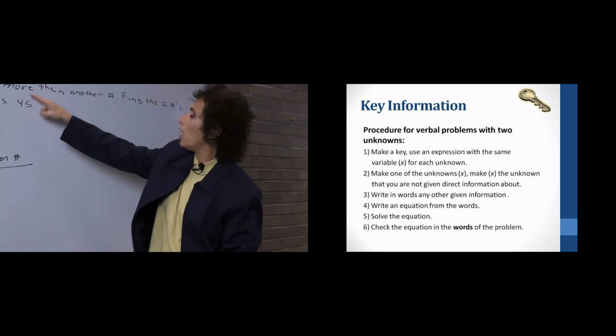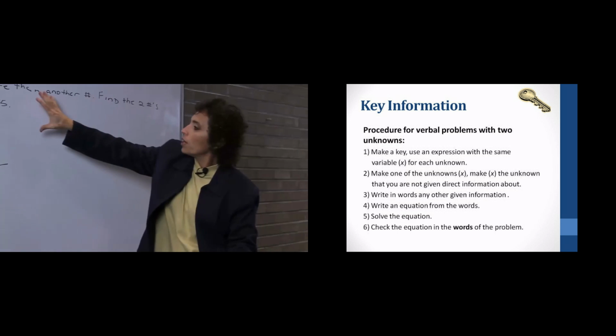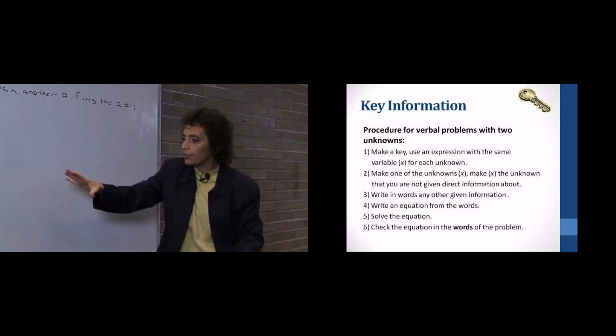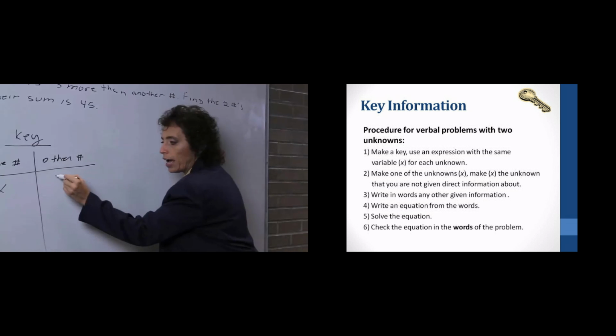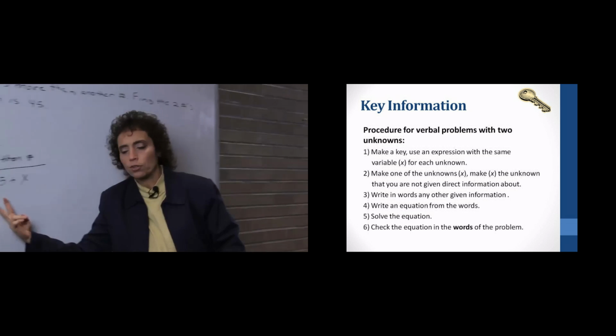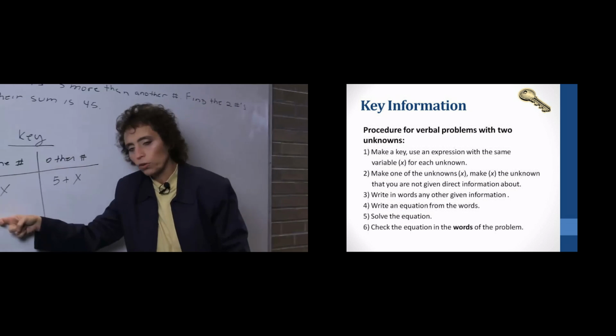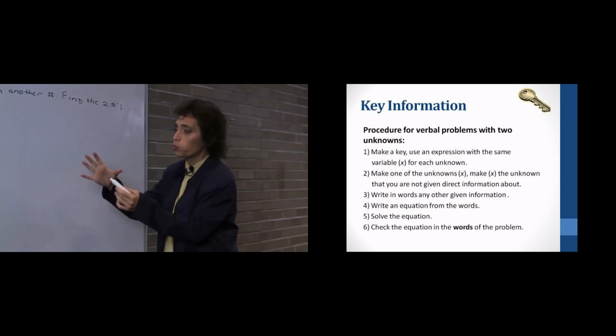Okay? One number is 5 more than another number. So you have one number, and you know the other number is 5 more than that. So 5 more than that would mean 5 more than that. So these are 2 numbers where one number is 5 more than the other. One number is 5 more than the other. Okay? Now notice what you know.